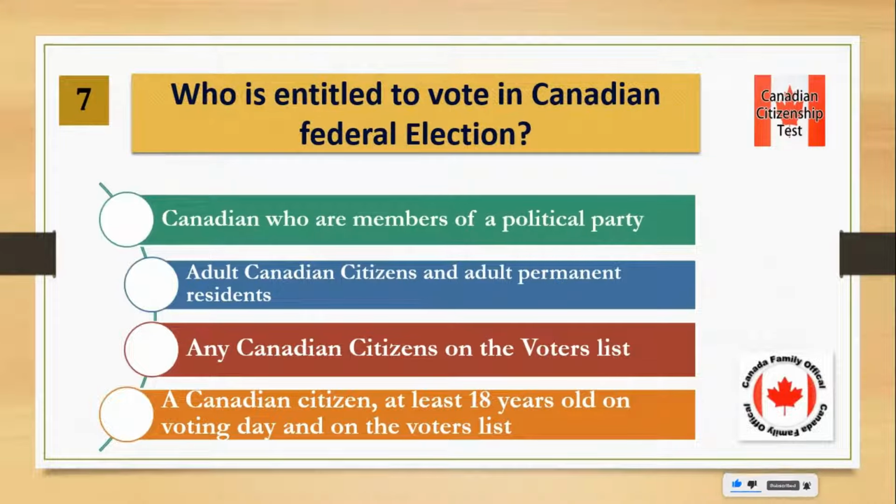Who is entitled to vote in a Canadian federal election? Number 1. Canadians who are members of a political party. Number 2. Adult Canadian citizens and adult permanent residents. Number 3. Any Canadian citizens on the voters list. Number 4. A Canadian citizen, at least 18 years old on voting day and on the voters list. And the answer is a Canadian citizen, at least 18 years old on voting day and on the voters list.